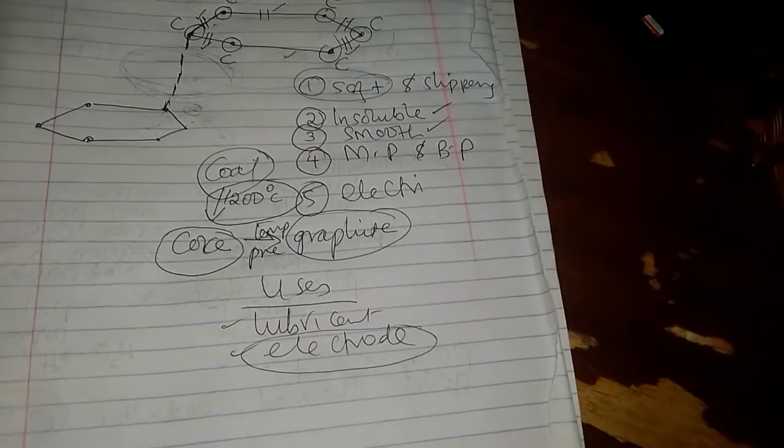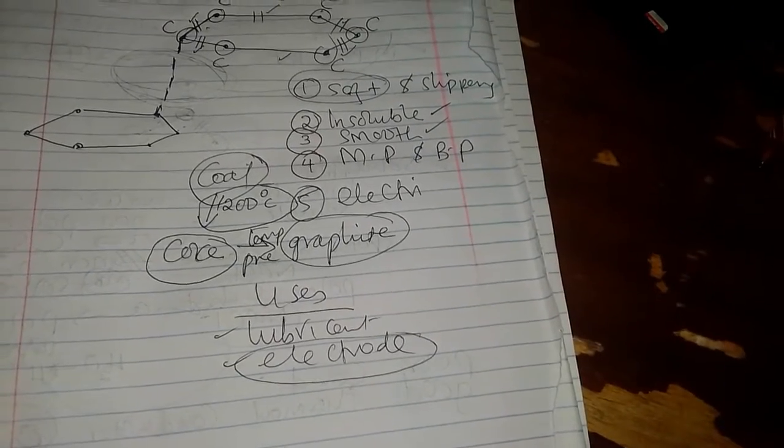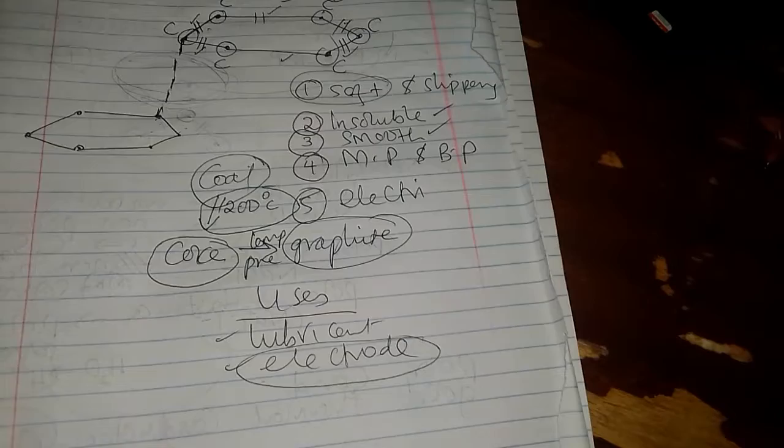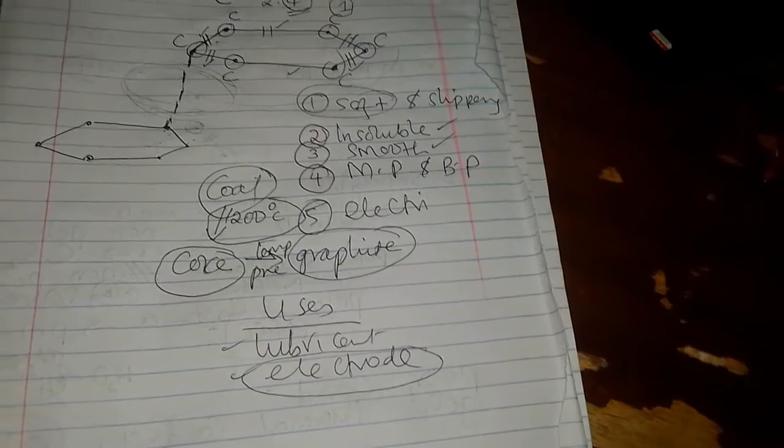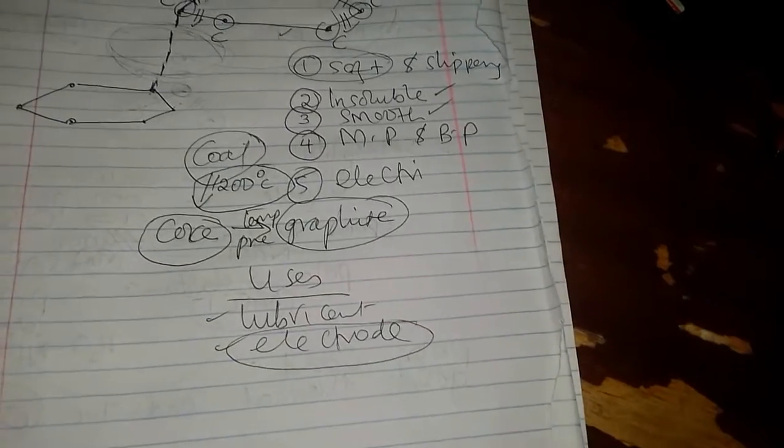So the black substance that gets found in the middle of a dry cell is graphite. So it's the electrode of that dry cell, and the reason why we are using that to make those electrodes is because it's a good conductor of electricity.